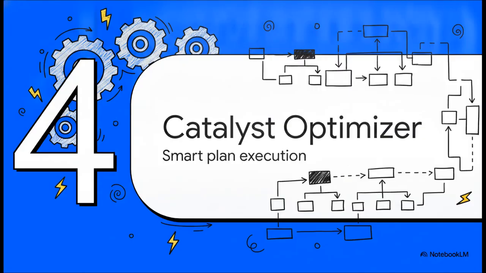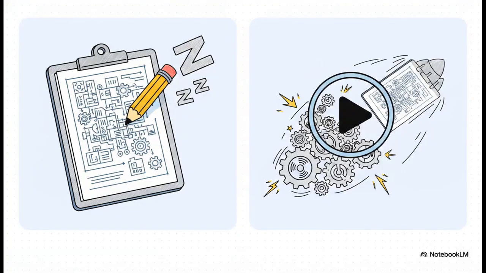Section 4. The Catalyst Optimizer. Now, there is a very distinct divide in how Spark handles work. Operations fall into two entirely different camps. Transformations, like a map or filter, which just describe how you want to derive new data, and actions, like a count or collect, which actually trigger the computation to run.